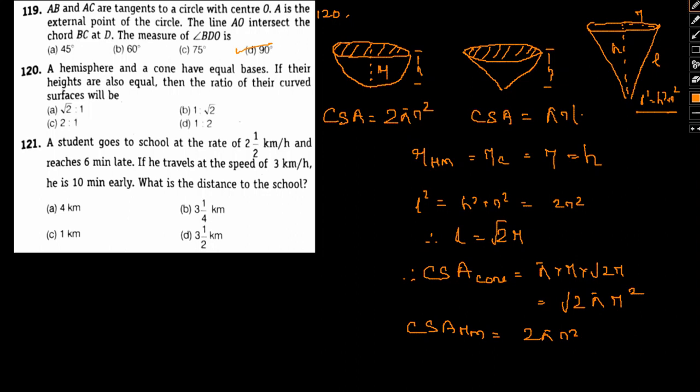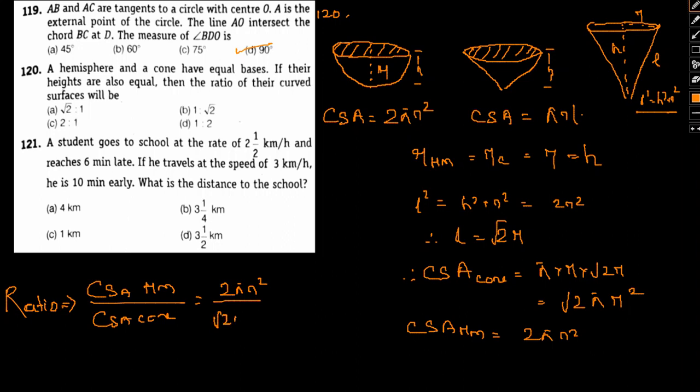So now what we need is the ratio of the curved surfaces. If we take out the ratio, CSA hemisphere to CSA cone, we have 2 pi r square by root 2 pi r square. So pi r square gets cancelled, and we have root 2 is to 1. So root 2 is to 1 is our answer.